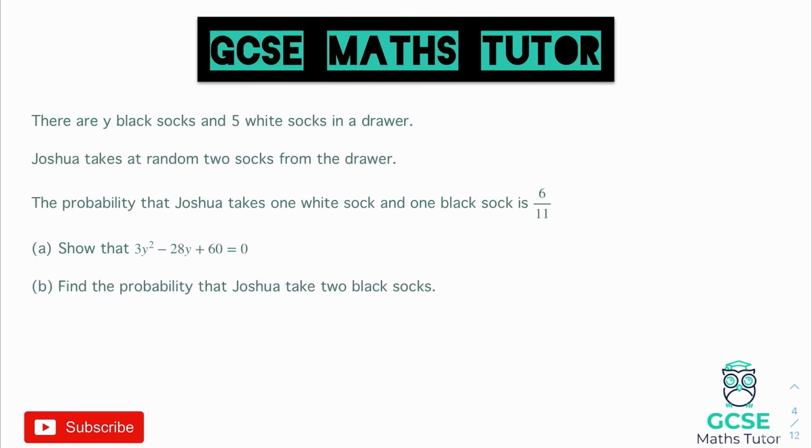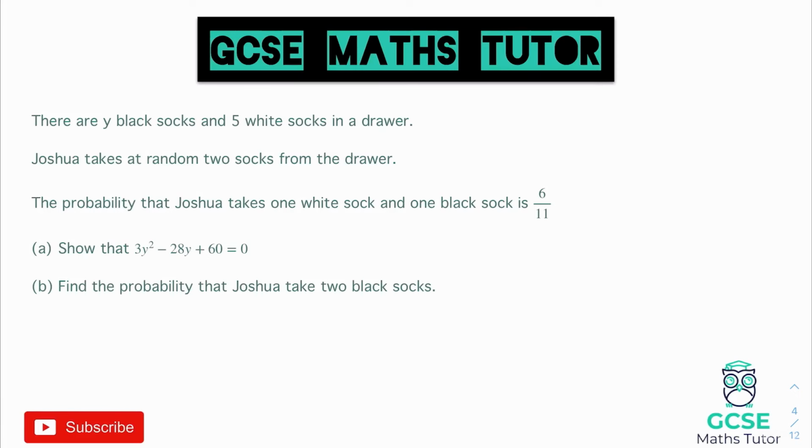Okay, so moving on to our 4th question, we've got here that there are y black socks and 5 white socks in a drawer. Josh takes at random 2 socks from the drawer. The probability that Josh takes 1 white sock and 1 black sock is 6 over 11. Show that 3y squared minus 28y plus 60 equals 0, and then also find the probability that Josh takes 2 black socks. So we've been given the probability here for one specific route, whereby he takes 1 white and 1 black in no particular order.